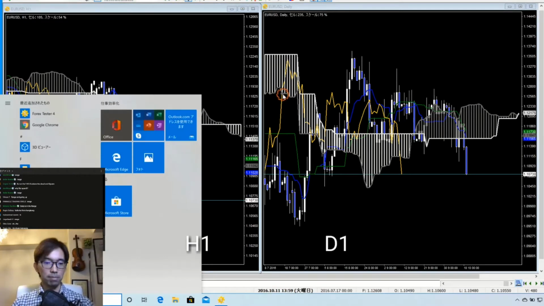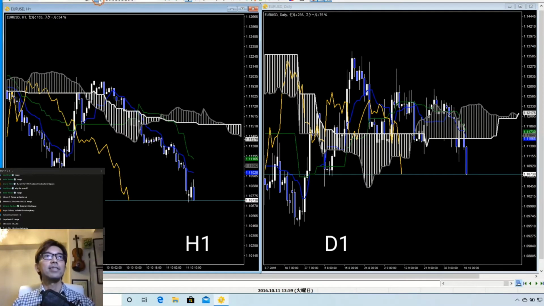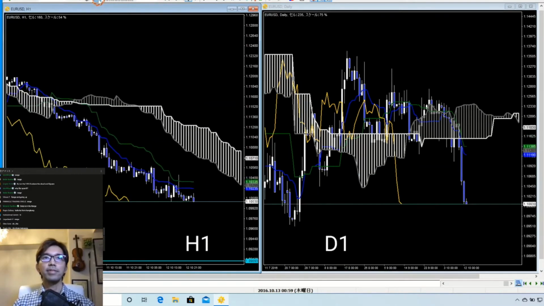Alright, so let me move on. Sorry, it keeps popping up for some reason. Alright, now this is going down, right? In the 1 hour chart, it's a beautiful downtrend where it's been resisted by this Tenkan-sen. The blue one is Tenkan-sen, right? And the price has been resisted by the Tenkan-sen, and a couple of times resisted by this Kijun-sen too.